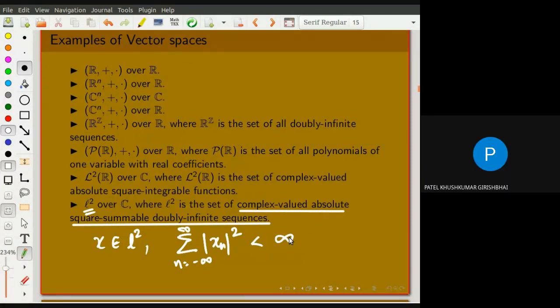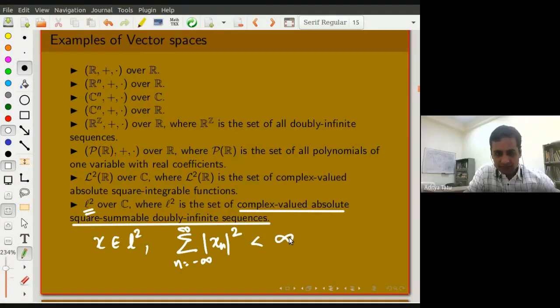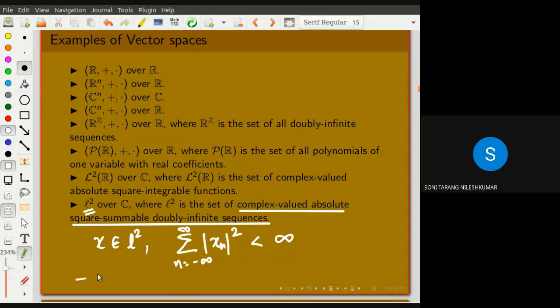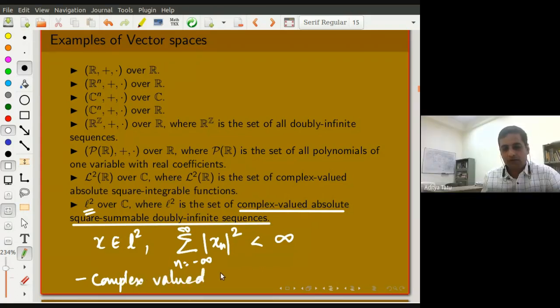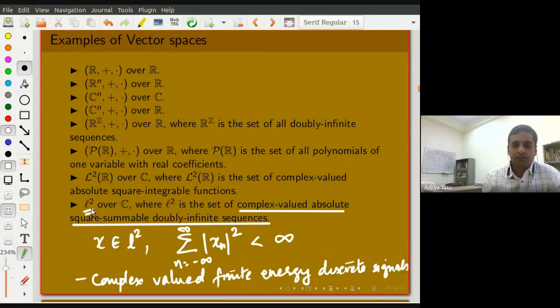Energy of a discrete time signal. Yes. So these are nothing but complex valued finite energy discrete signals. Exactly. Complex valued finite energy discrete signals. That in general is denoted by small l2.